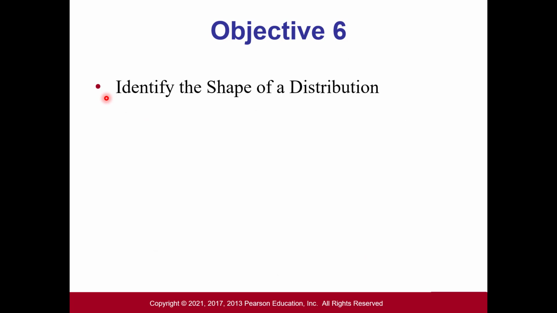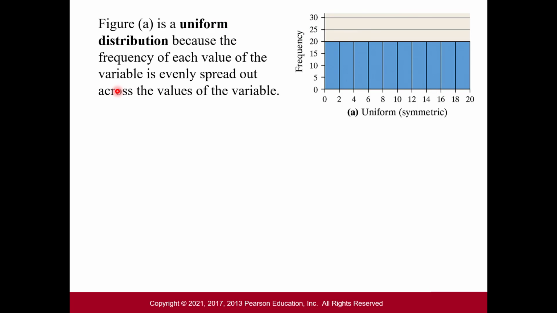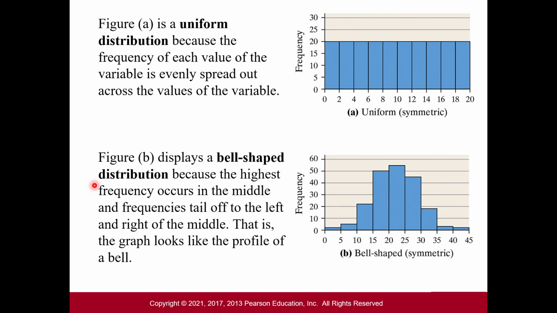Our last objective for this section is to identify the shape of a distribution. We're going to go through 4 of them. The first one is uniform distribution. It's uniform, hopefully you can tell, because of how it looks. The frequency of each value is evenly spread out across the values of the variable. The next one is bell-shaped distribution. For a bell-shaped distribution, the highest frequencies occur in the middle, and then the frequencies tail off to both the left and the right side of the middle. The graph looks like the profile of a bell. That's where it got its name.